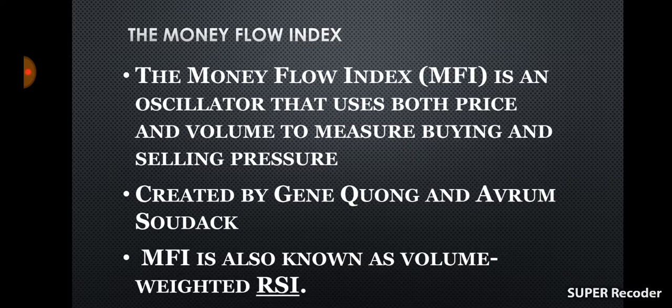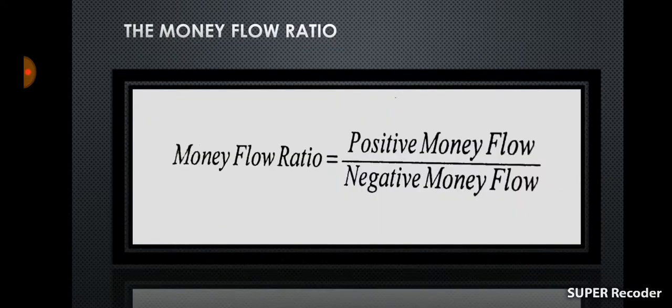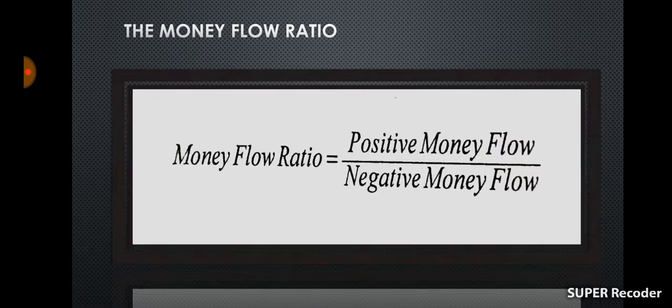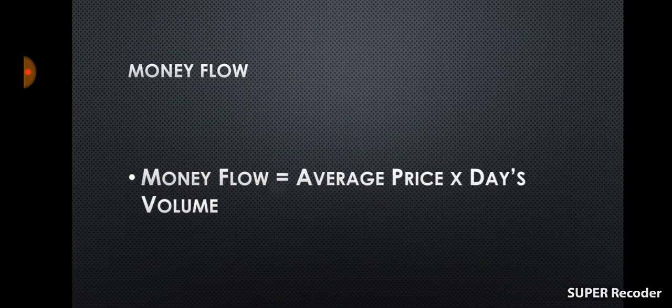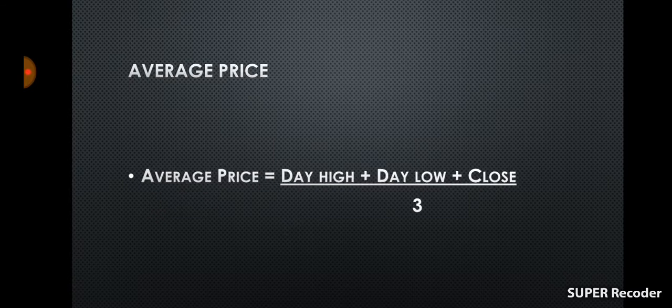It is the money flow ratio that is used to calculate the money flow index. The money flow ratio can be calculated using the equation positive money flow divided by negative money flow. Money flow can be calculated using the equation average price times the day's volume, and average price can be calculated as day high plus day low plus close, divided by 3.